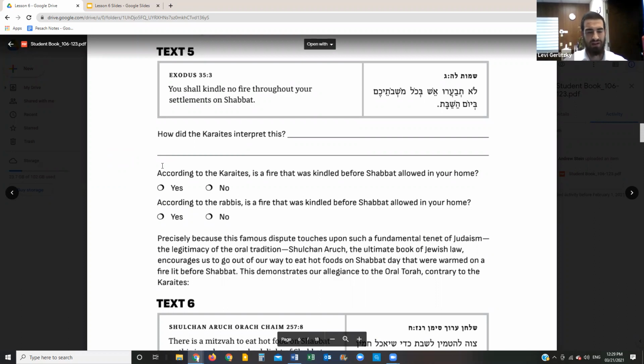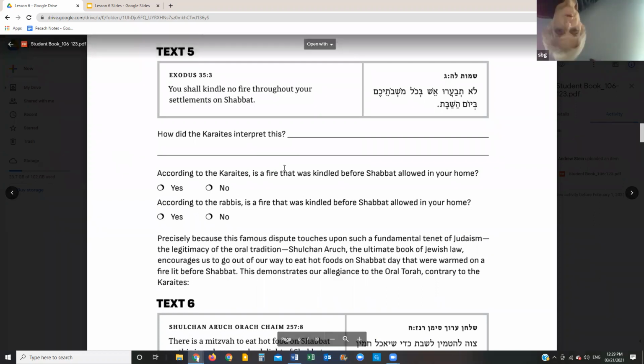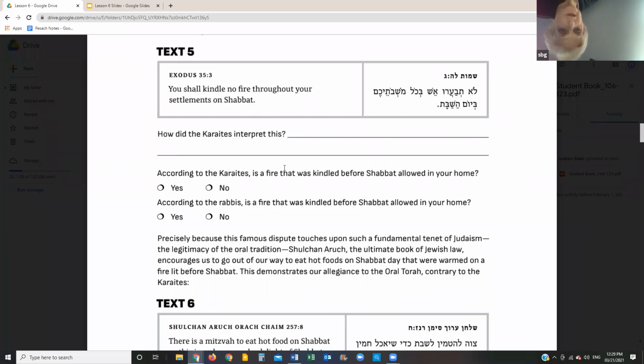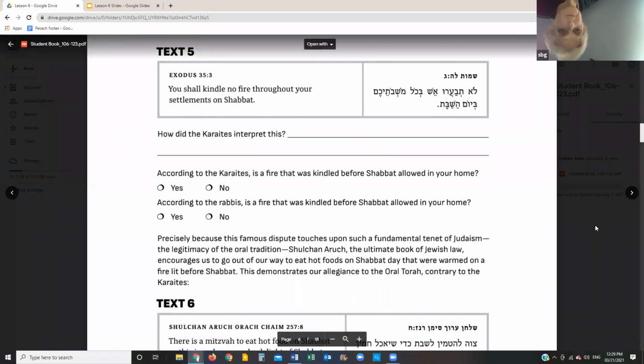Okay, now the next paragraph. Precisely because this famous dispute touches upon such a fundamental tenet of Judaism, the legitimacy of the oral tradition, the Shulchan Aruch, the ultimate book of Jewish law, encourages us to go out of our way to eat hot food on Shabbat day that was warmed on a fire lit before Shabbat. This demonstrates our allegiance to the oral Torah, contrary to the Karaites.